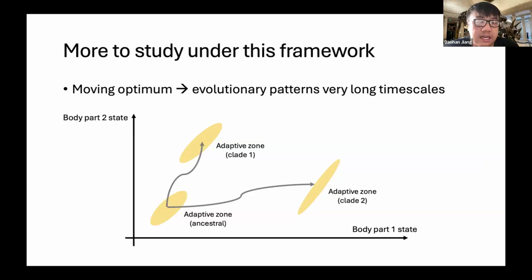Another general problem is how the movement of the optimal phenotype over time affects the evolutionary dynamics. The adaptive zone can shift, causing different clades to have different adaptive zones and different dynamics of their own. So the effect of a moving optimum may be important to explain some very long-term evolutionary patterns.